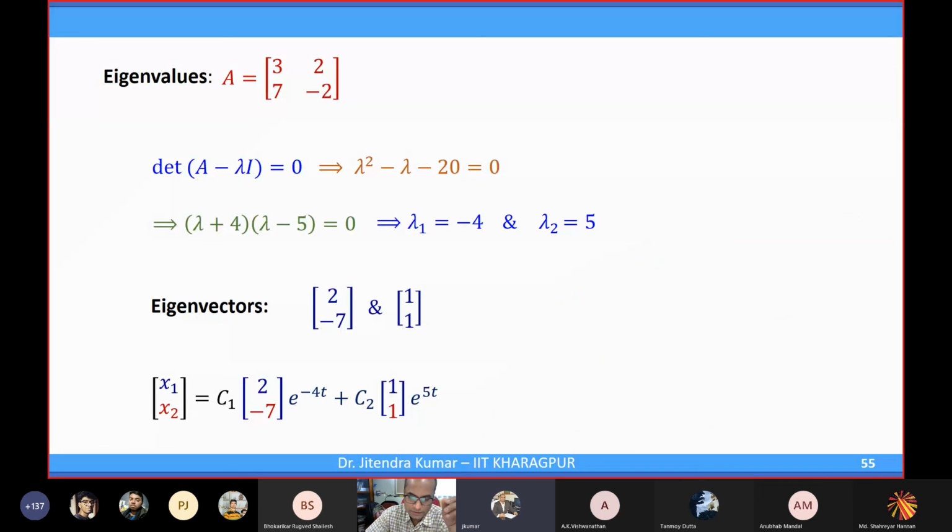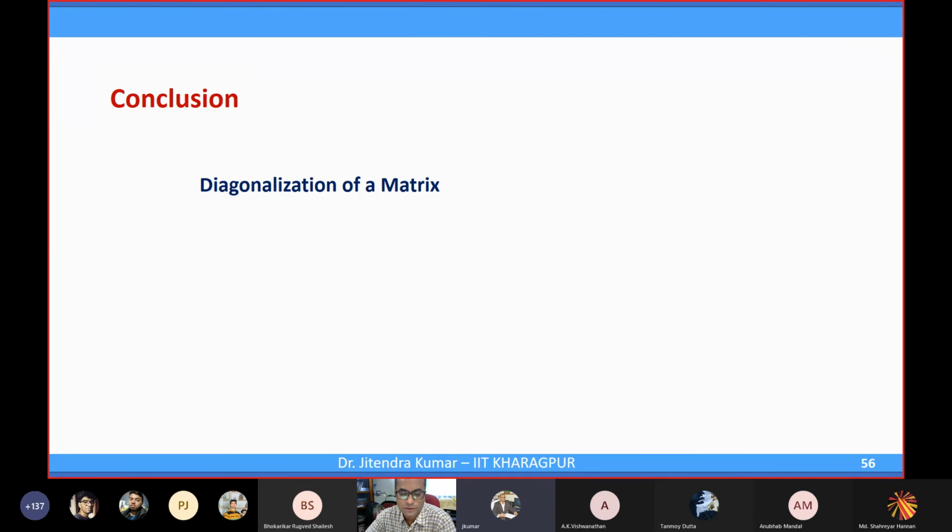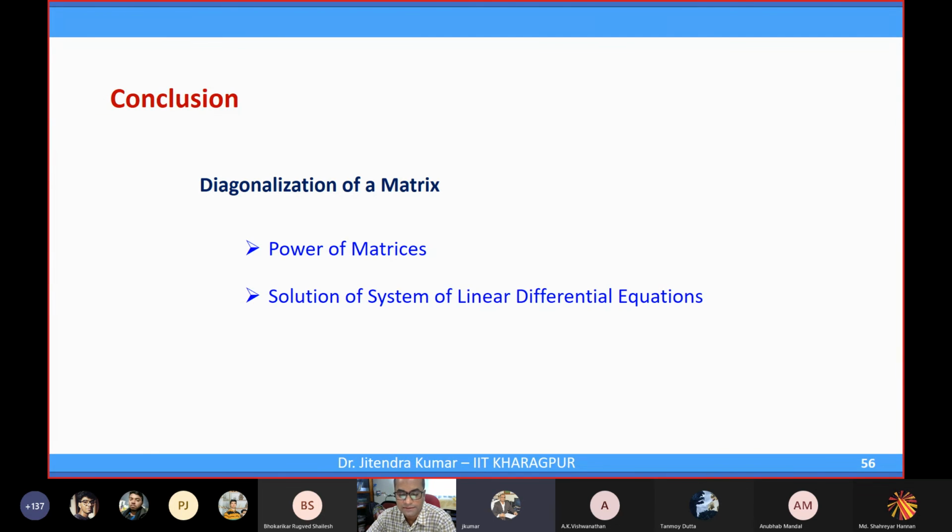Good. I don't think there are any questions. So the conclusion is that we have gone through this very interesting chapter on diagonalization of a matrix. We have seen how to get the power of a matrix, and in the second case, how to find the solution of a system of linear equations when the matrix is diagonalizable.